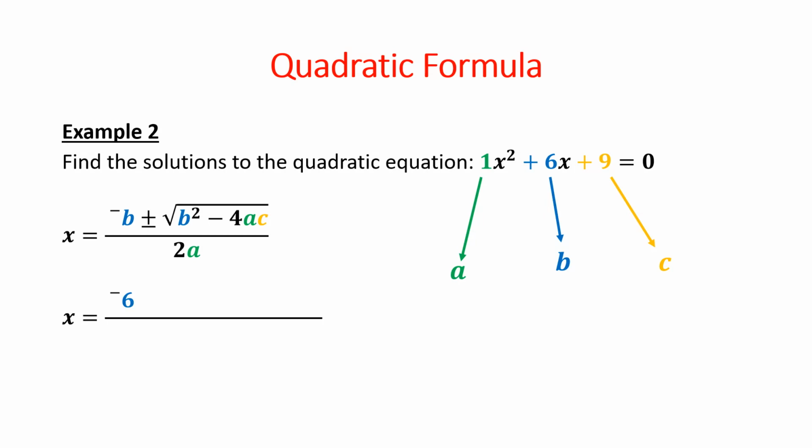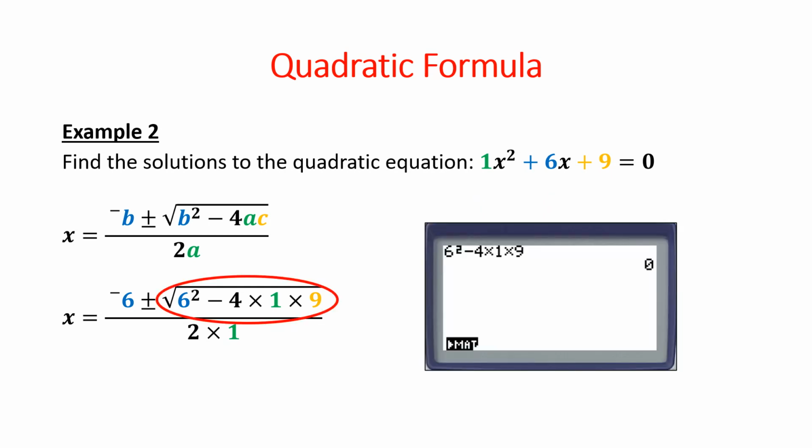Minus b, which is minus 6, plus or minus the square root of b squared, which is 6 squared, minus 4 times a, so 4 times 1, times c, which is 9, all divided by 2 times a, which is 2 times 1. Once again, if we work out what's inside the square root, this time we get 0. So we actually end up with minus 6 plus or minus the square root of 0, all divided by 2.